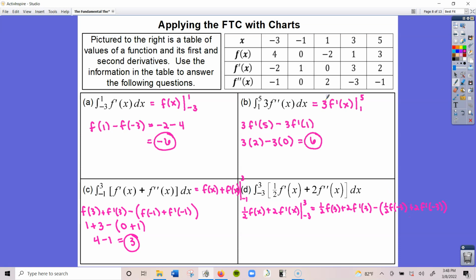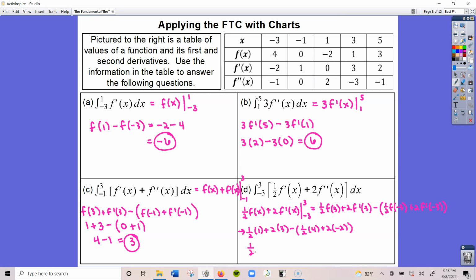Now let's plug in the numbers from the chart. We have 1/2 f of 3. f of 3 is 1, plus 2 f prime of 3, which is 3, minus 1/2 f of negative 3, which is 4, plus 2 f prime of negative 3, which is negative 2.